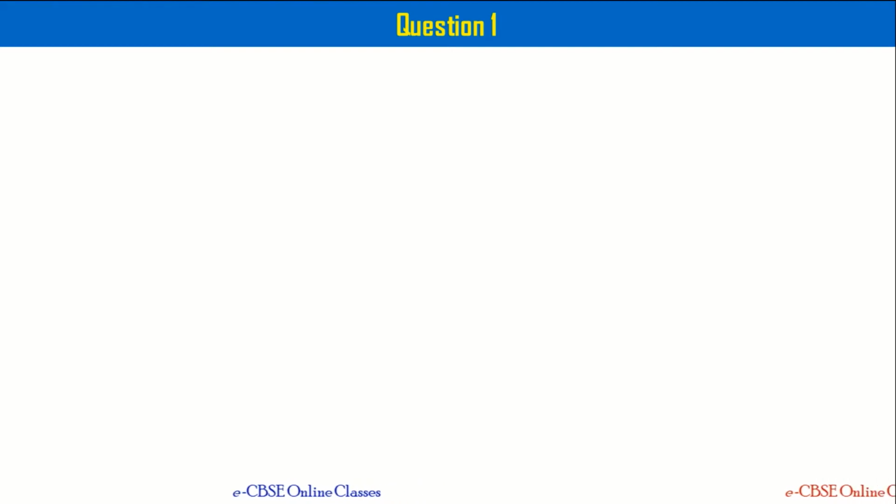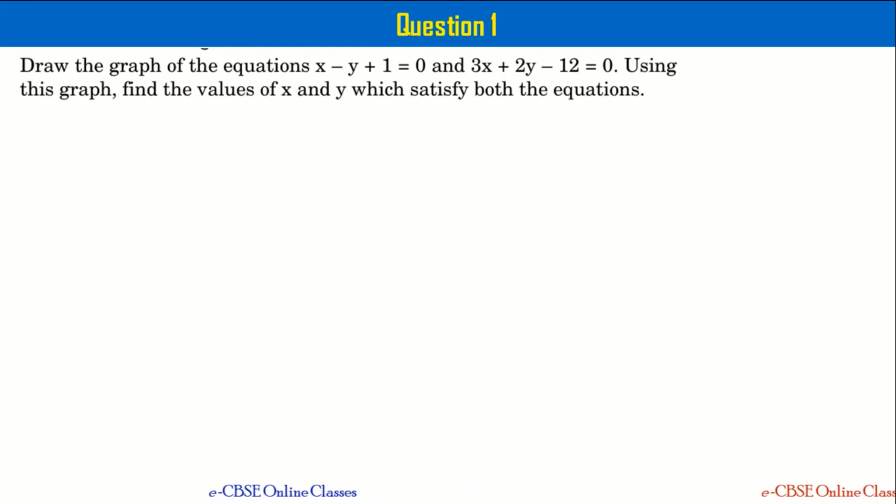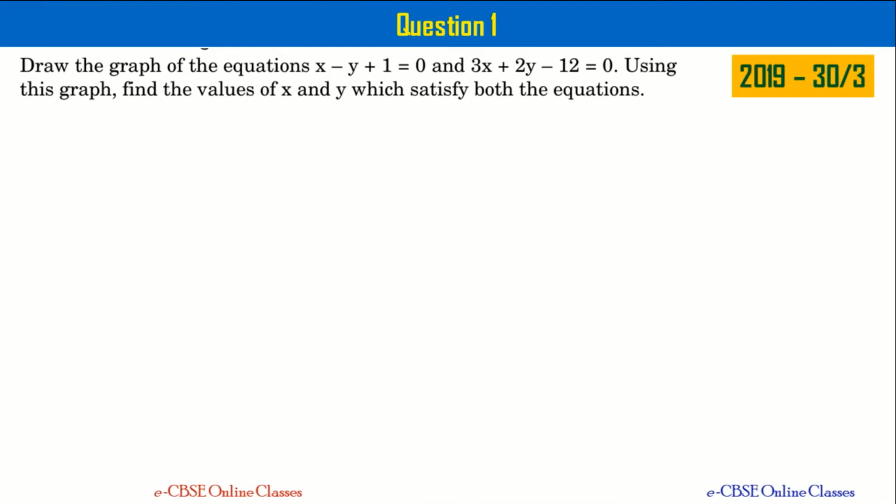Okay, let's take a look at the questions. Question number 1. Draw the graph of equations x minus y plus 1 equal to 0 and 3x plus 2y minus 12 equal to 0. Using this graph, find the values of x and y which satisfy both the equations. This was given in 2019 set number 3.